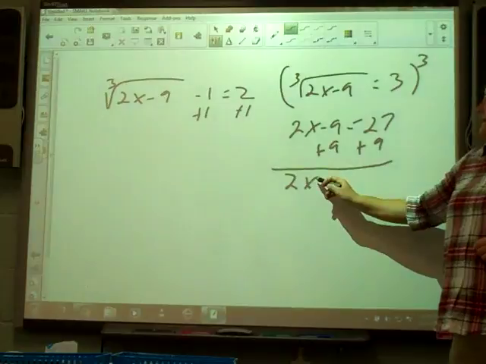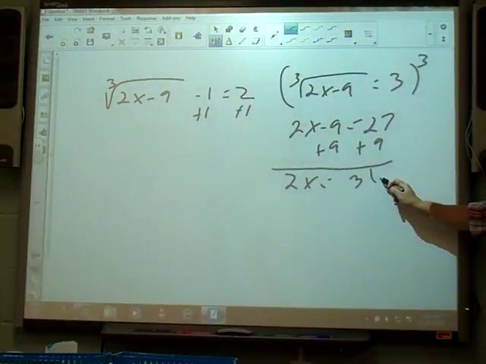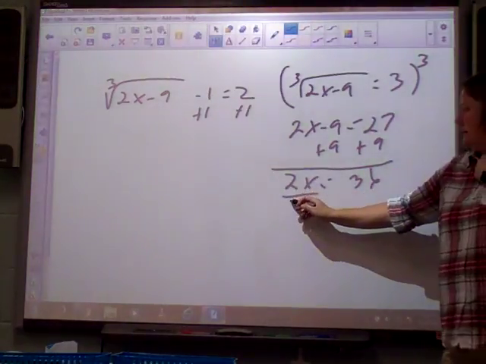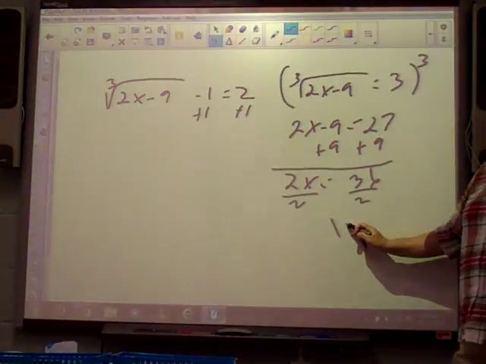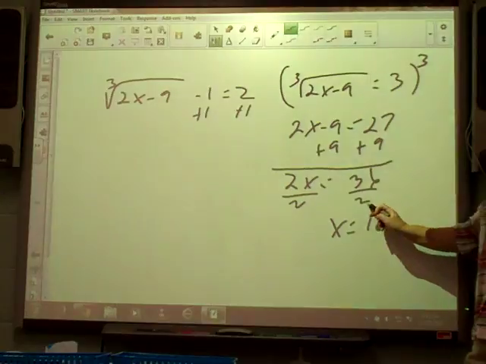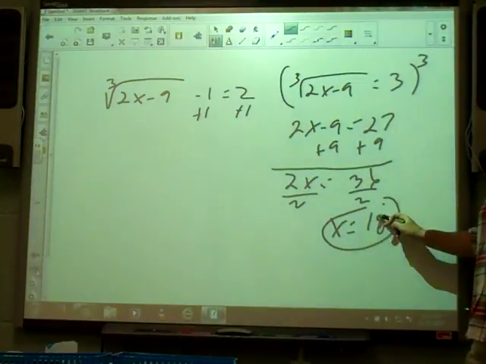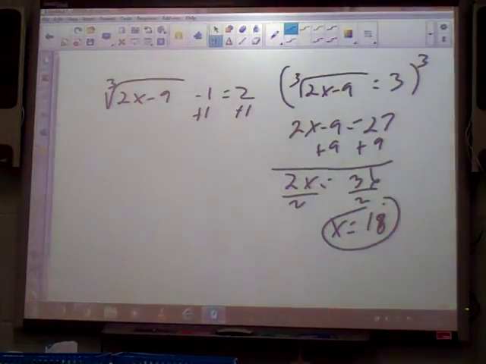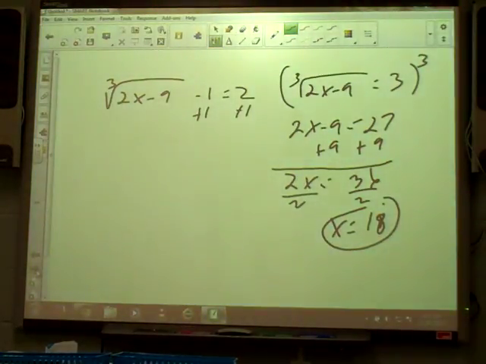So 2x is 36. Divided by 2. Is that 18? Is that right? Yeah, I think so. It's got to be dead on. It is.